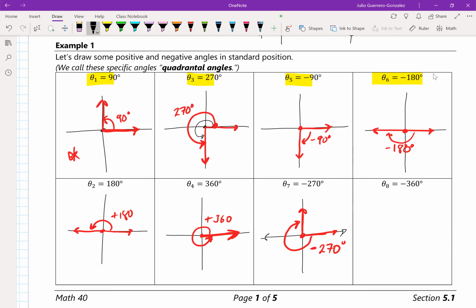And what about the last one? The double arrow on the x-axis facing the right direction and going clockwise. We need to go clockwise this time, so this is going to be the negative 360. So notice the similarity between these two. They're exactly the same drawing, except we went in opposite directions.